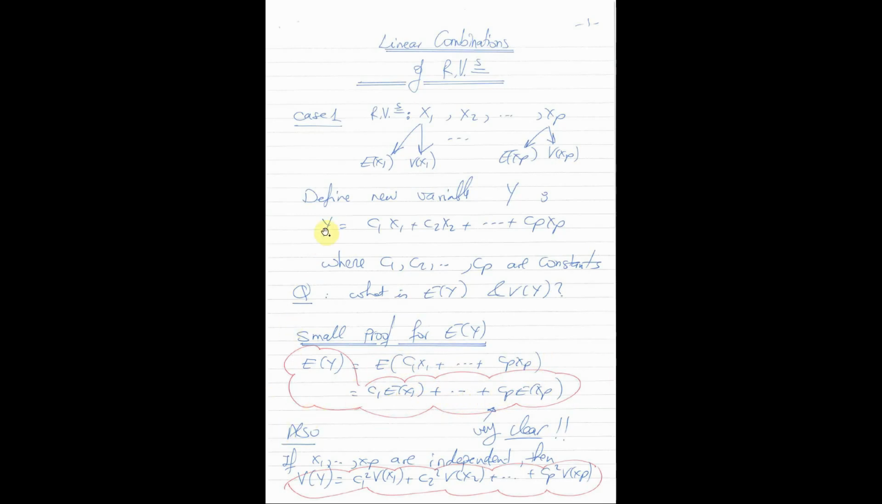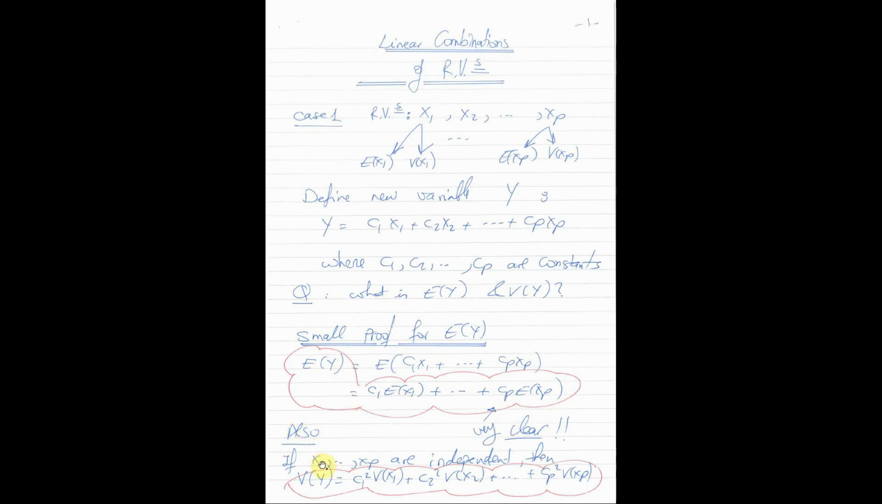If we define y to be a linear combination like this, then the expected value of y is also a linear combination of the expected values. And this is clear and easy. Now, what about the variance? We show you the variance result without proof this time. So we say the following.